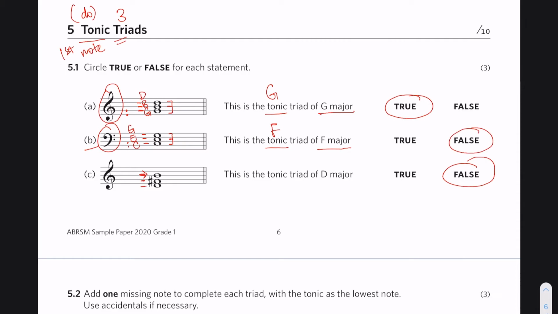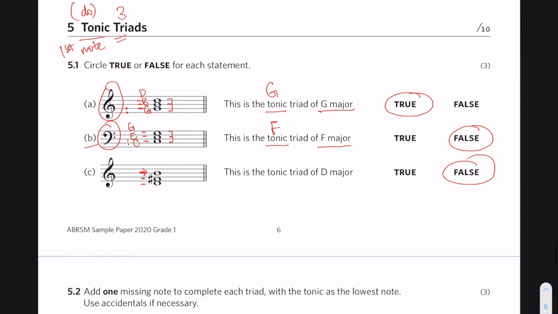And for question C, because it's not even a proper triad, although it starts with D, this is not the right triad, so it's false.